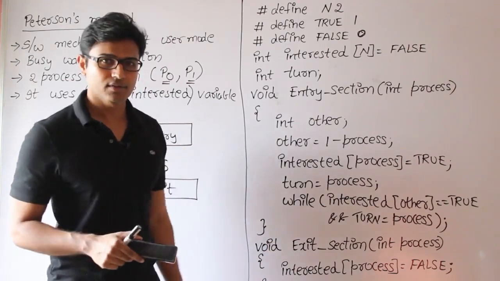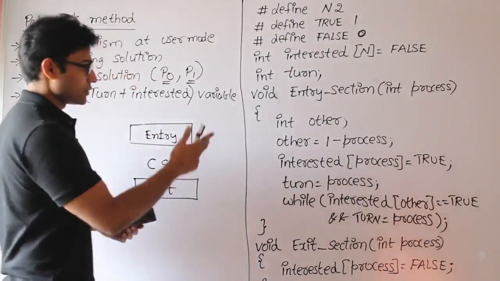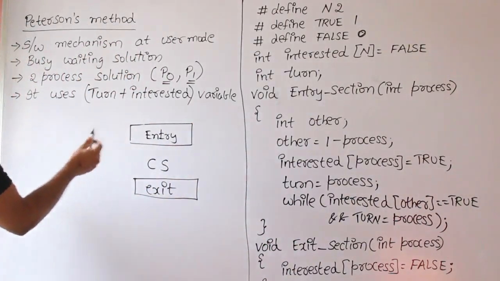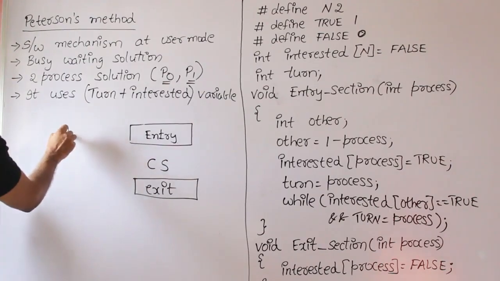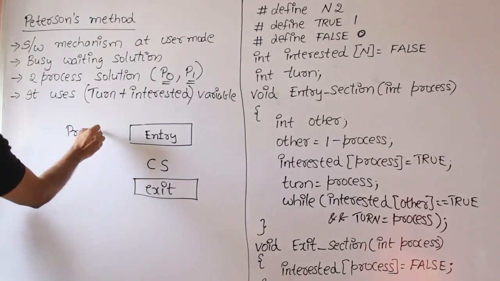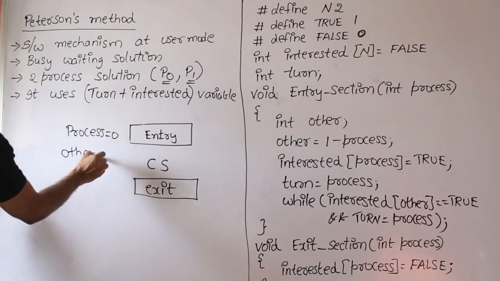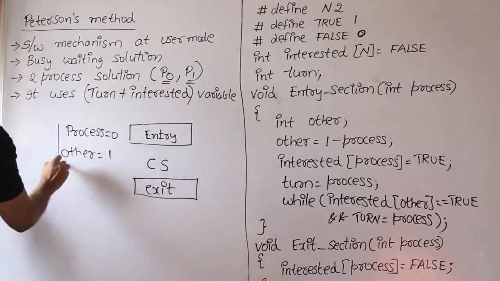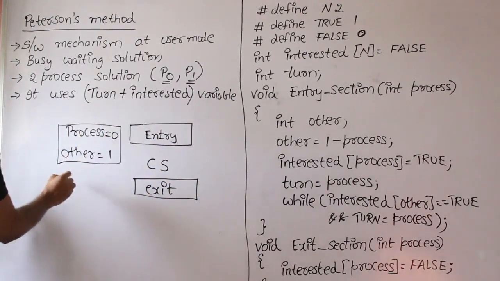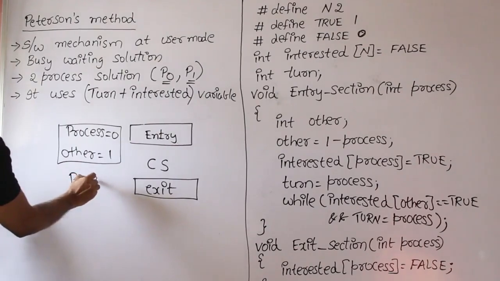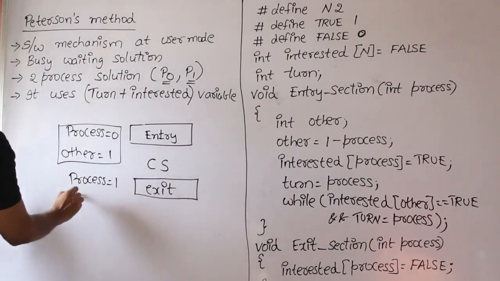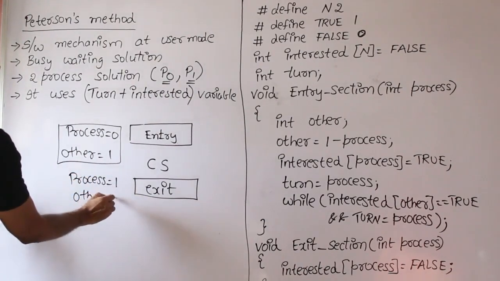That is how it works. Are you understanding this? See, the beauty of this concept is, if P0 calls it, then process number will be 0. Then what about the other? Other will be 1 minus 0, which is 1. Similarly, if P1 calls that function entry section, then process will be 1 and the other will be 1 minus 1, which is 0, right?